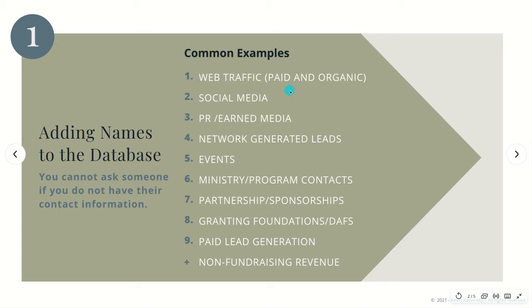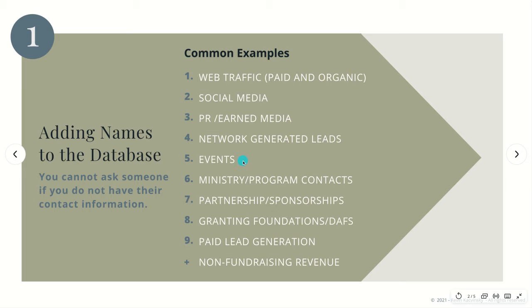PR and earned media is getting placed in newspapers, on social media. Don't blow your opportunity to have a newspaper article written on you by not having a call to action in there where people can put in their information. Network generated leads, that's asking your board, that's asking members of your staff who it is that they know that would be a great fit. Many organizations believe that they're doing this. I will say most of them come to me saying they've exhausted it, but give me a few days in an organization and I can definitely grow this.